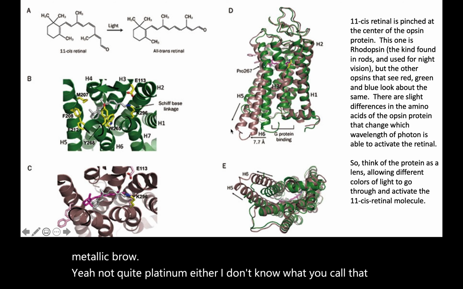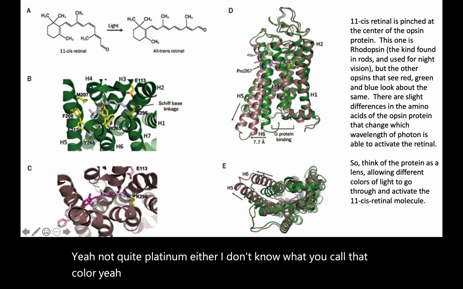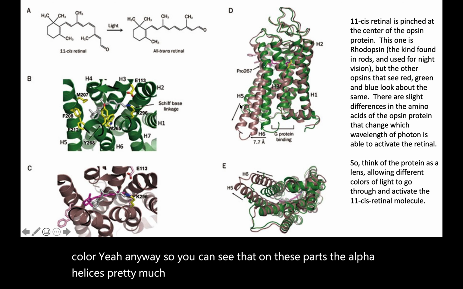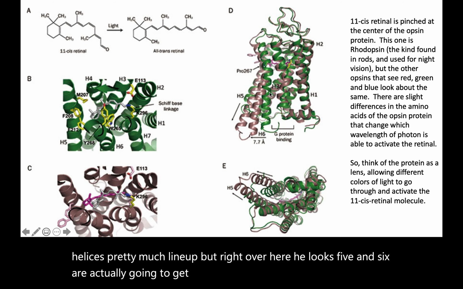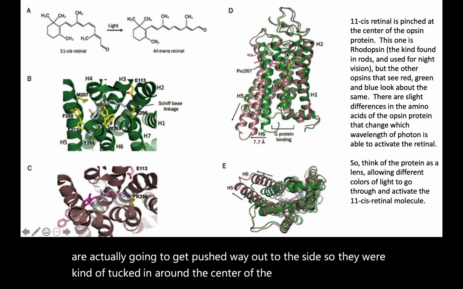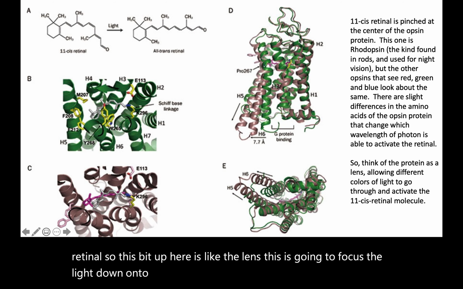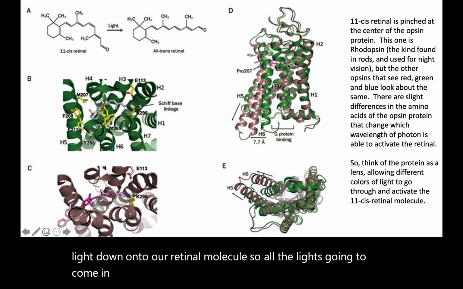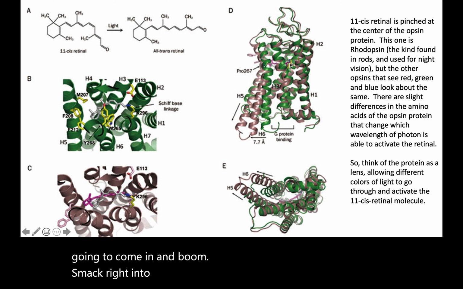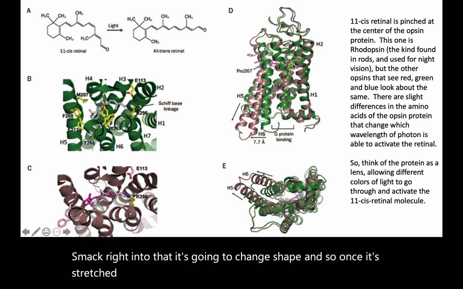Anyway, so you can see that on these parts, the alpha helices pretty much line up. But right over here, helix 5 and 6 are actually going to get pushed way out to the side. So they were kind of tucked in around the center of the molecule. And when our retinal, so this bit up here is like the lens. This is going to focus the light down onto our retinal molecule. So all the light's going to come in and boom, smack right into that. It's going to change shape. And so once it's stretched out nice and long, it's going to push out this part of the molecule.